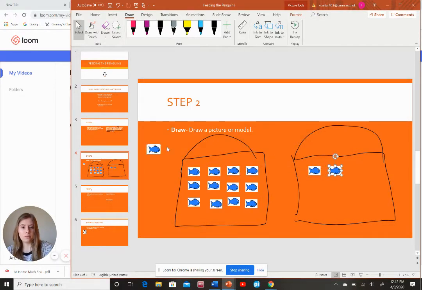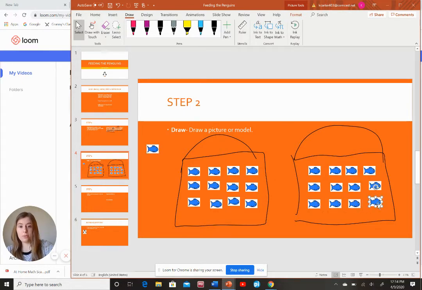1, 2, 3, 4, 5, 6, 7, 8, 9, almost there, 10, 11, 12. Of course, you guys can follow along on paper if you have it, or you can just watch. All right, so now I have put 12 fish in each bucket. So this is the model that we have for this problem.